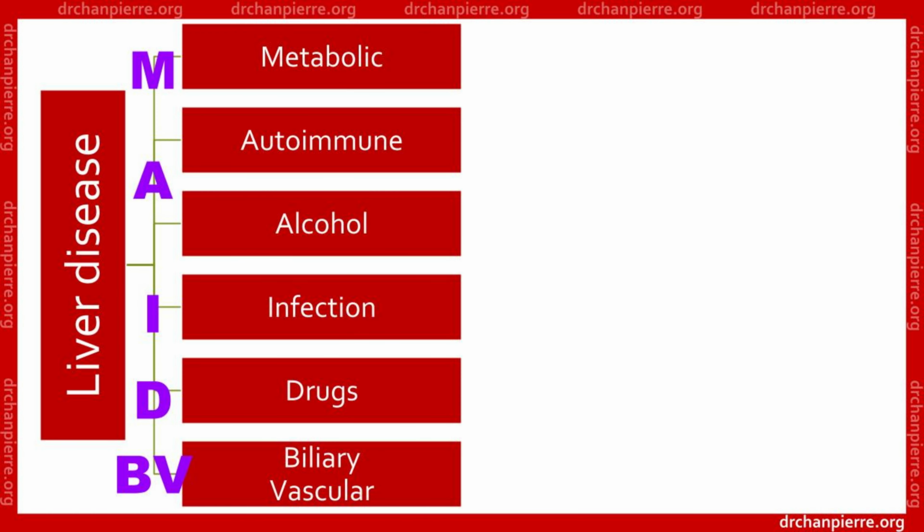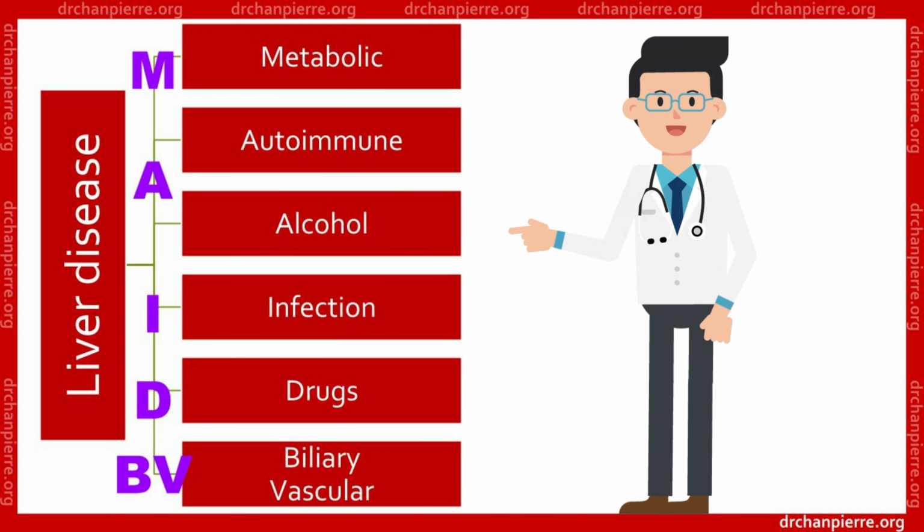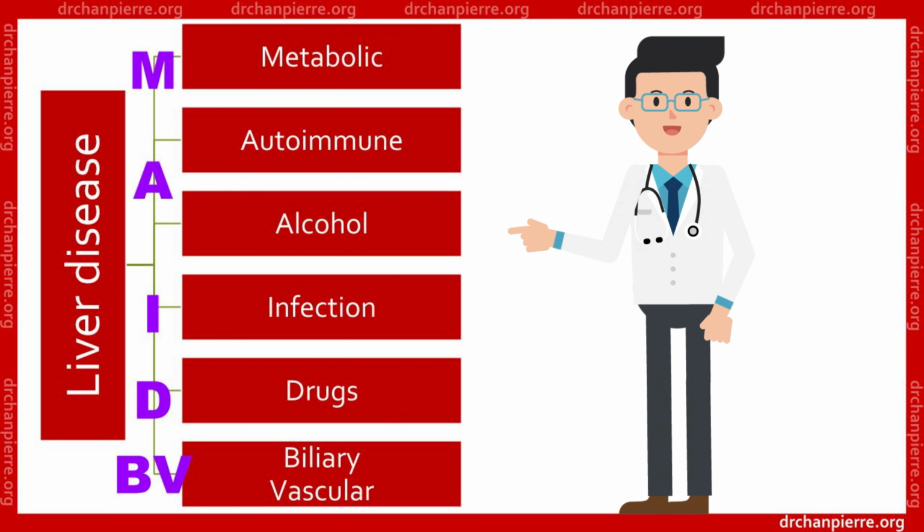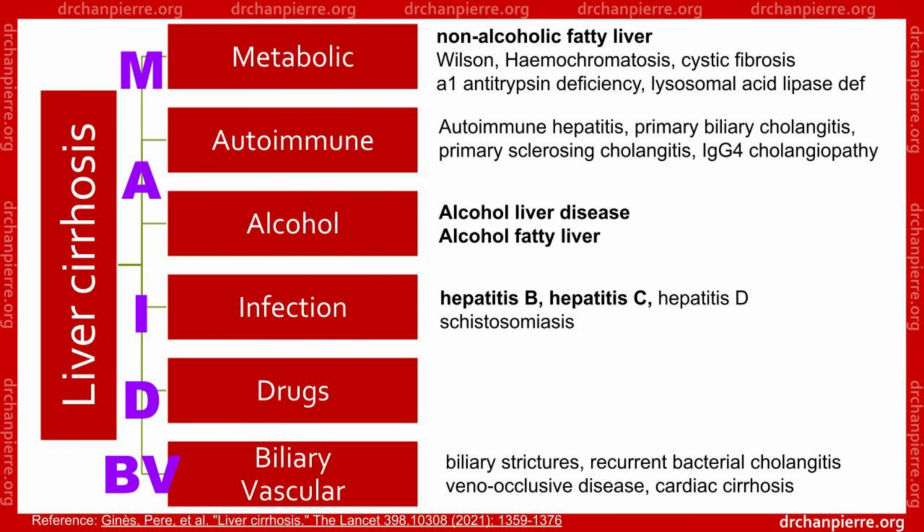First, I would like to talk about the cause. There are many things that can cause liver injury, hepatitis, and liver disease. I use MADE-BV as a mnemonic. M, Metabolic. A, Autoimmune and alcohol. I, Infection. D, Drugs. B, Biliary. And V, Vascular.